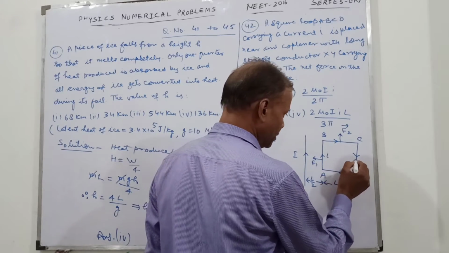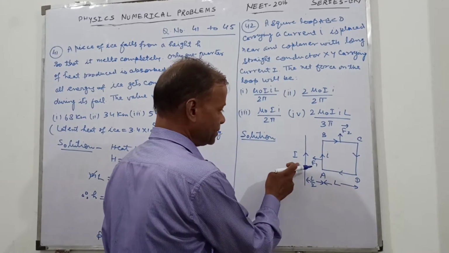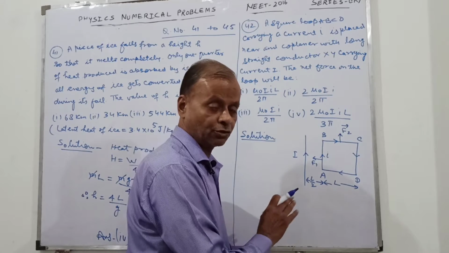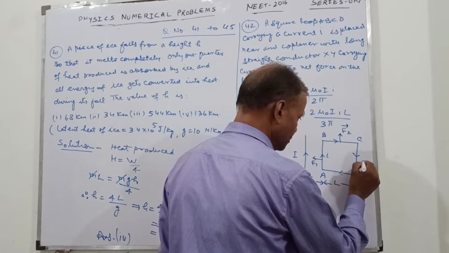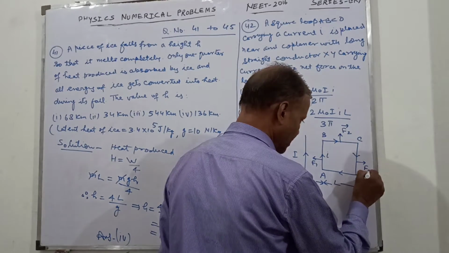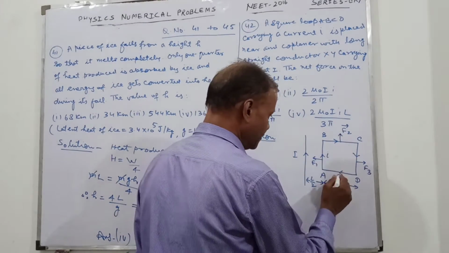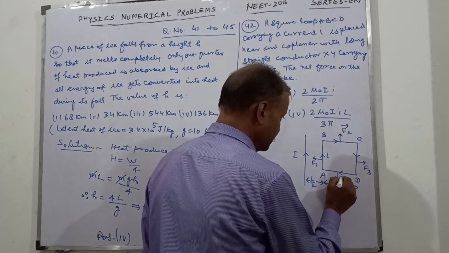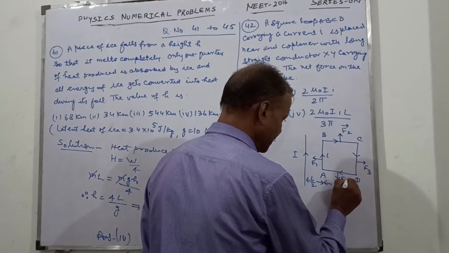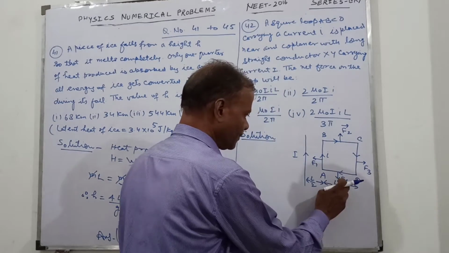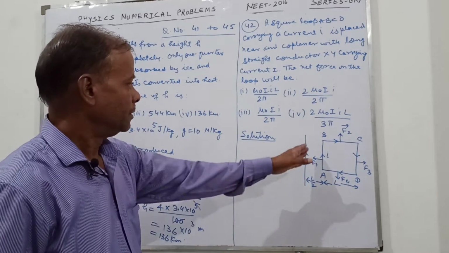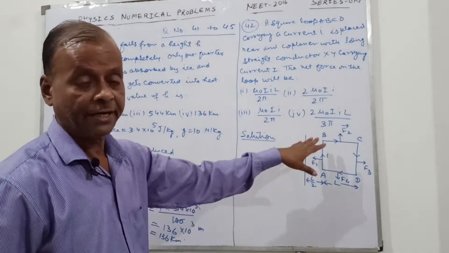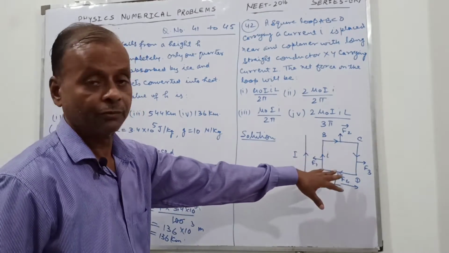And this is current I and this is current I in opposite directions, so they will repel each other. So this will be the force F3, and similar forces will be here. This is now your F3, F4. So what we have? Another 4 forces are acting on this loop.